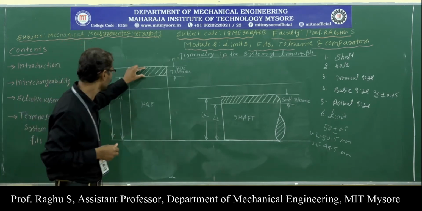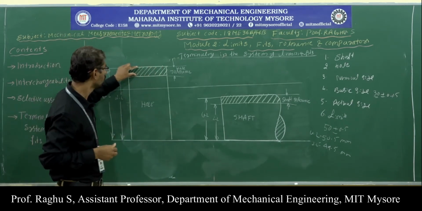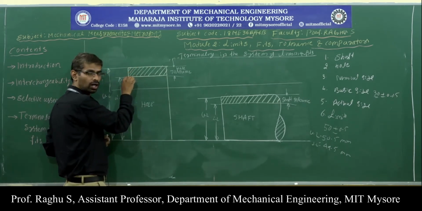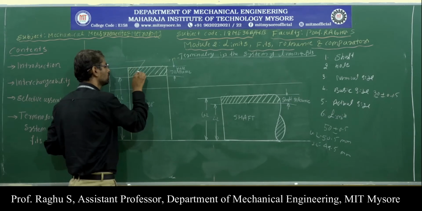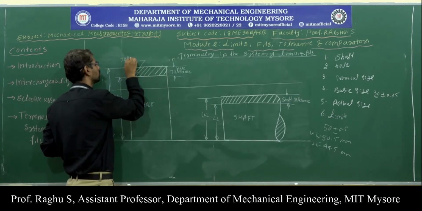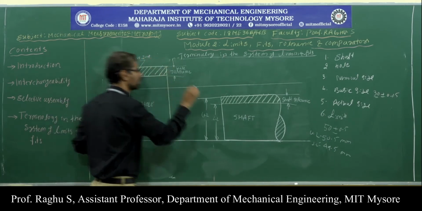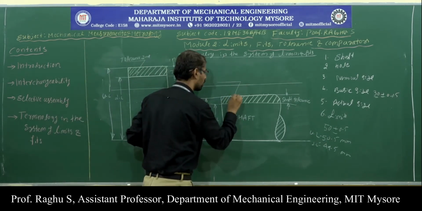Then what do you mean by tolerance zone? This zone is called the tolerance zone. The zone bounded by the upper limit and lower limit is called the tolerance zone.